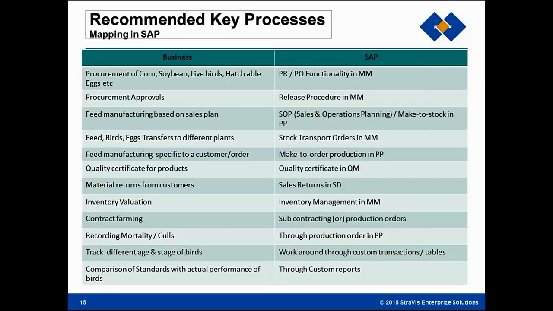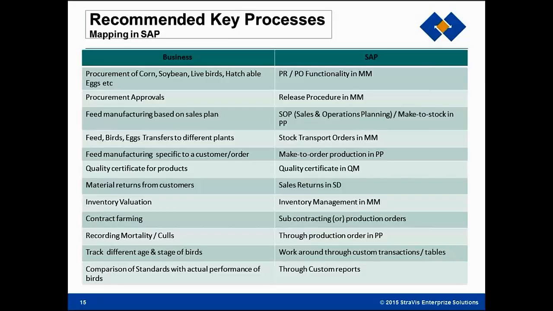Okay. These are the recommended key processes in SAP. On the left side of the table, business processes are given. On the right side, I have mentioned the SAP mapping to be done. Procurement of corn, soybean, live birds, hatchable eggs, etc. can be done using the standard PR and PO functionality in MM. Procurement approvals you can do using release procedure in MM.